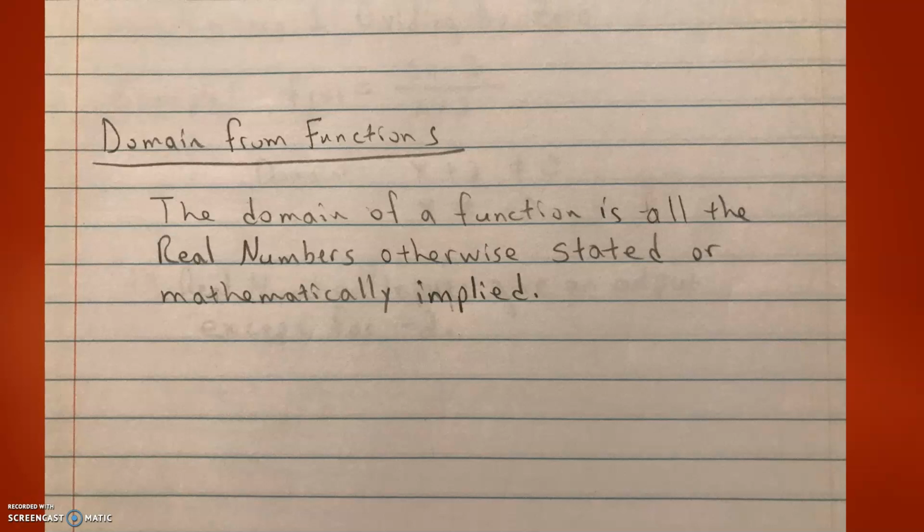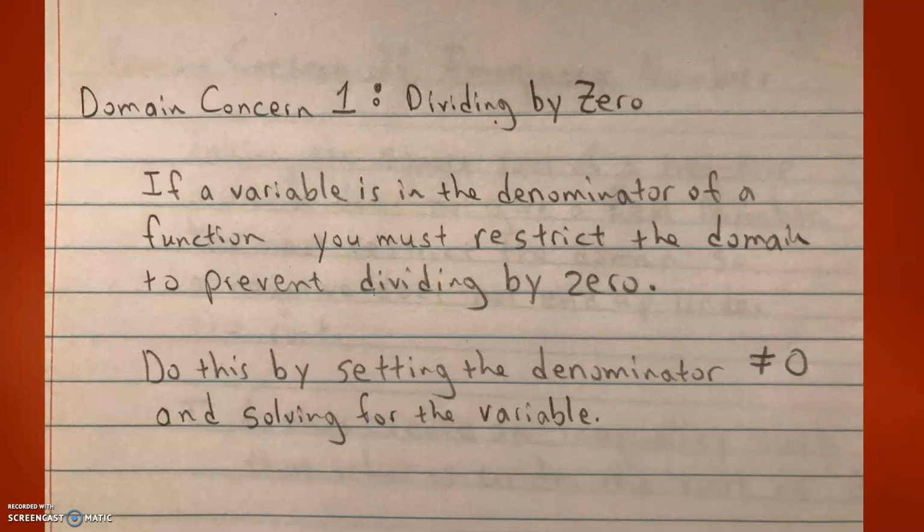So as far as if we were working with just straight equations and didn't see a graph, we usually start off saying the domain of a function is all real numbers, unless otherwise stated. If there's something given in the problem that tells us that we can't use negatives or that we can't produce more than 60 items, then that would limit our domain. Or, in some cases, just the way an equation or a function is written, it's mathematically implied what the domain might be. So we're going to look at two concerns.